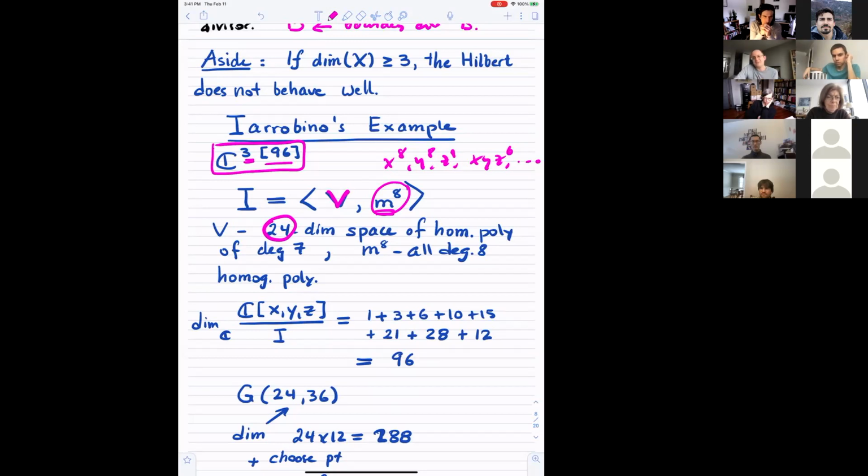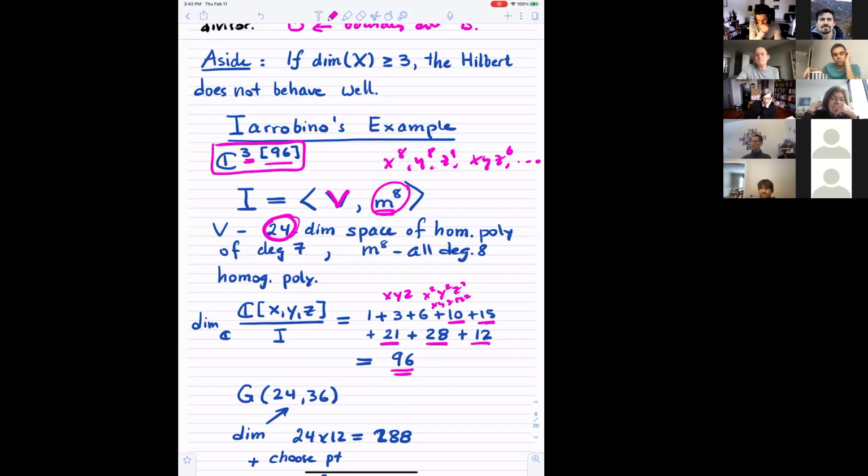So now we can count. There's one constant. There are 3 linear terms, x, y, z. There are 6 quadratic terms, x squared, y squared, z squared, xy, xz, yz. So it's always a triangular number. There are 10 cubic forms, 15 quartic forms, 21 degree 5 forms, 28 degree 6 forms, and there are 36 degree 7 forms, except that I killed the 24-dimensional subspace of them. So I have 12 left over. And if you sum them up, and if I did it correctly, you get 96. Okay? So you see that you have ideals like this in that space.